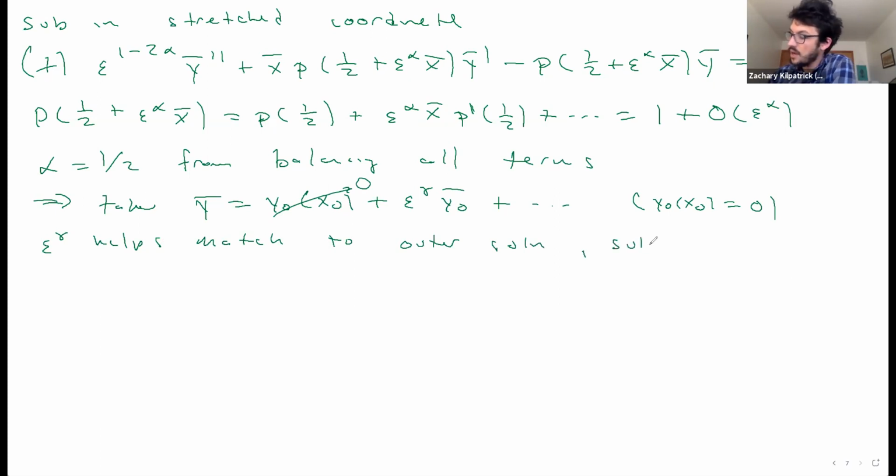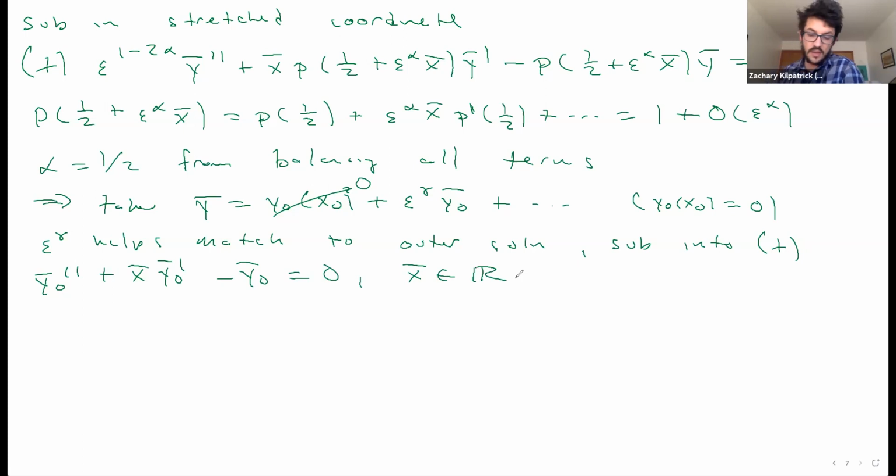Okay. So we're going to sub this into our differential equation, and we end up with y0 bar prime prime plus x bar y0 prime minus y0 prime is equal to 0. So x bar is going to just live on the reals. It can go from minus infinity to infinity because I'm in this stretch coordinate space now.